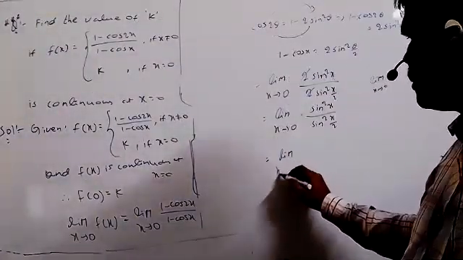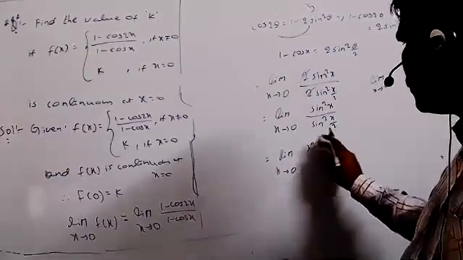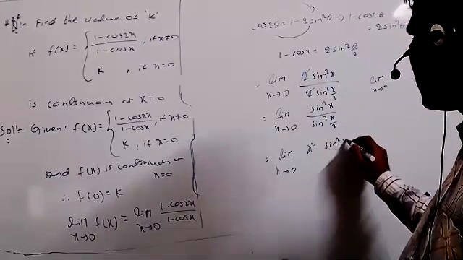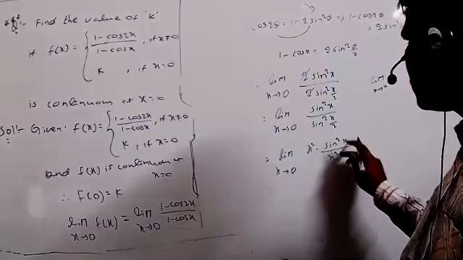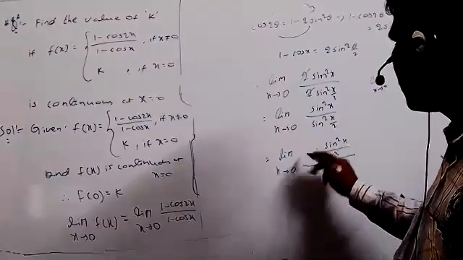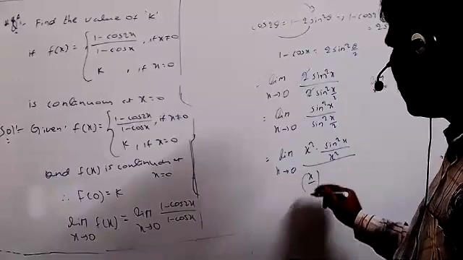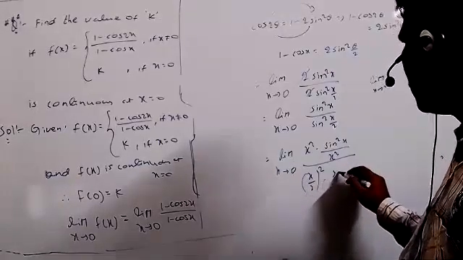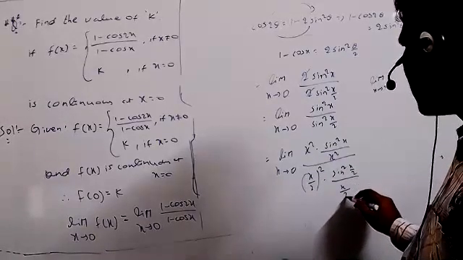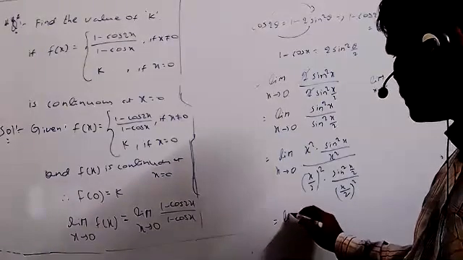Limit x tends to 0. This is multiplied and divided by x square, which means you can write x square into sin square x by x square, and here also you can write x by 2 whole square into sin square x by 2 by x by 2 whole square. So this one you can change.